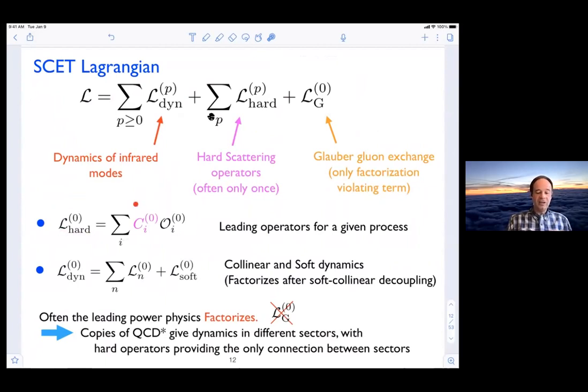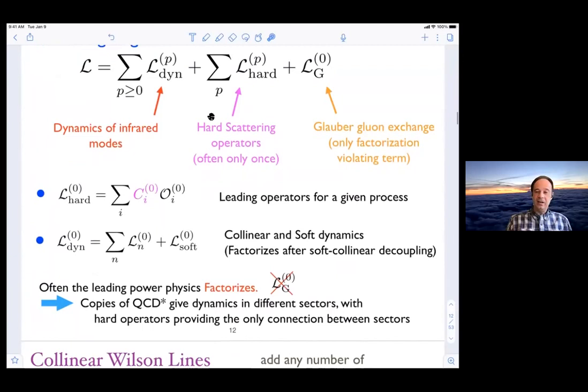So the hard interactions are what I was already saying. At leading power, at lowest order in the expansion, you might have some set of Wilson coefficients and some set of operators. And then if you go to higher orders, you have some higher order Lagrangians describing higher order hard interactions. You have to identify the leading operators for your given process, and then you know where to start with your hard interactions. Oftentimes they're only going to appear in your process once, because there's one hard interaction, and then you have dynamics on top of that. More than one would be power suppressed.